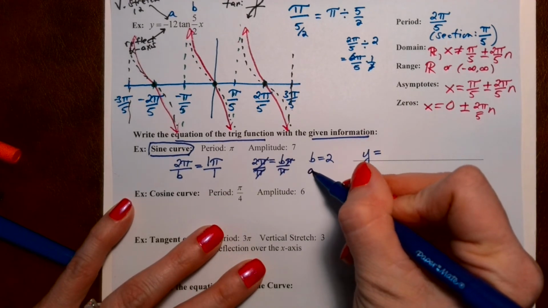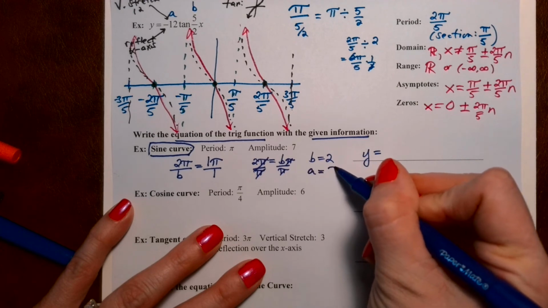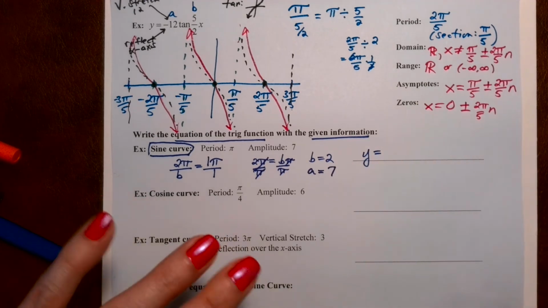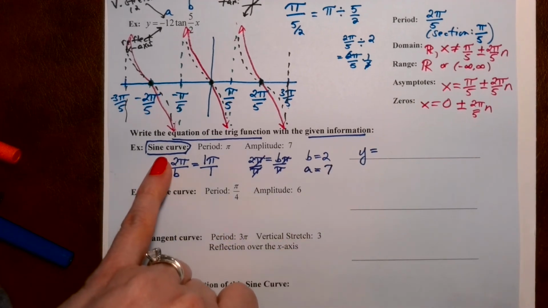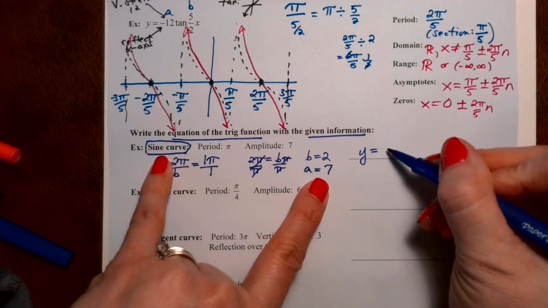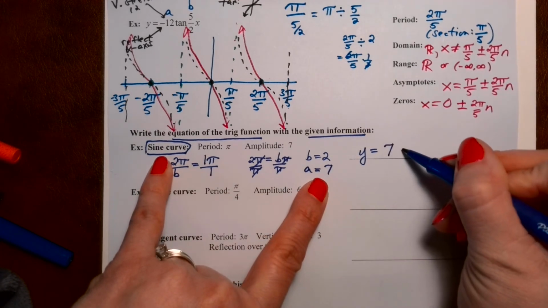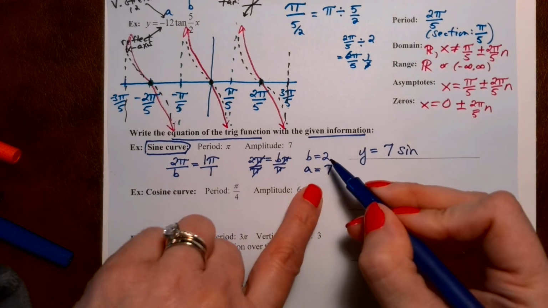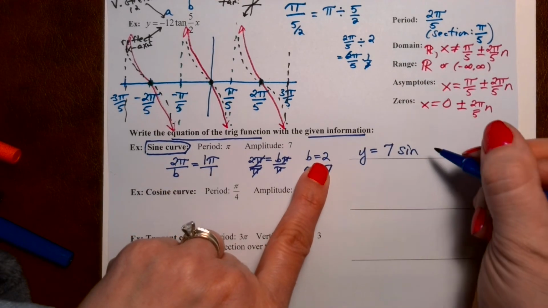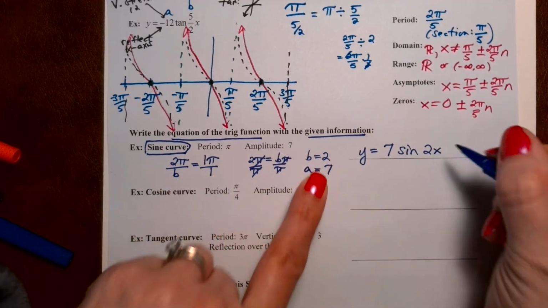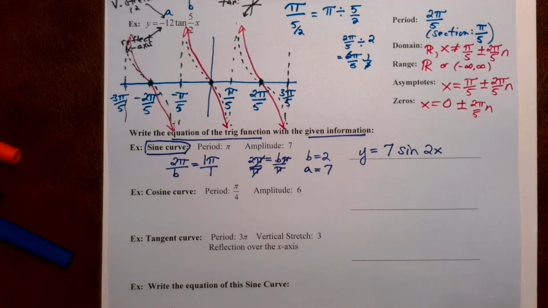Yeah, the amplitude is going to be the a value. Okay, I think we're ready. It's a sine curve. We're going to put the a value out in front, 7 times the sine, and the b value is 2. So we're going to have 2x. Now let's look to make sure we did this right.